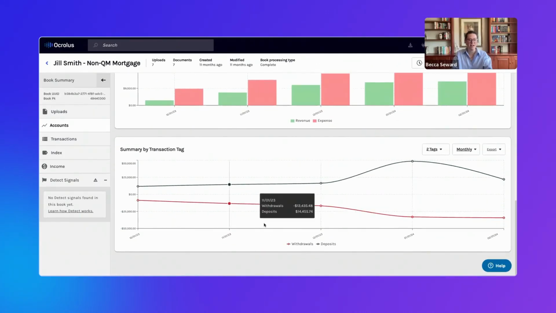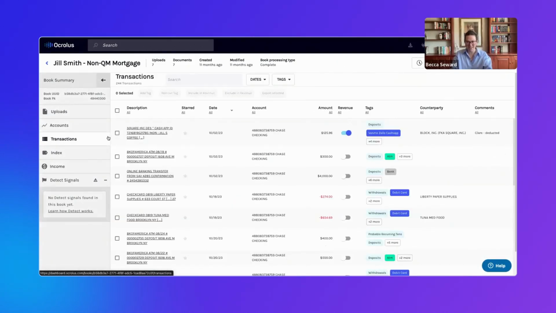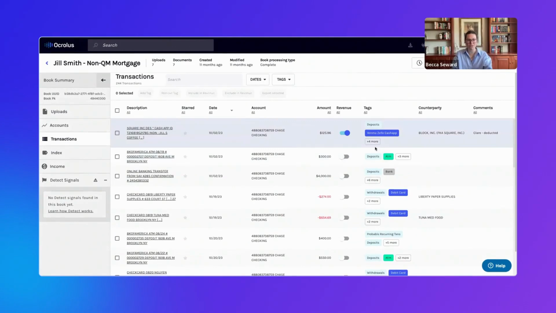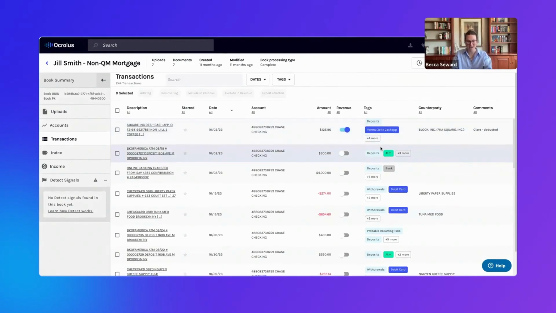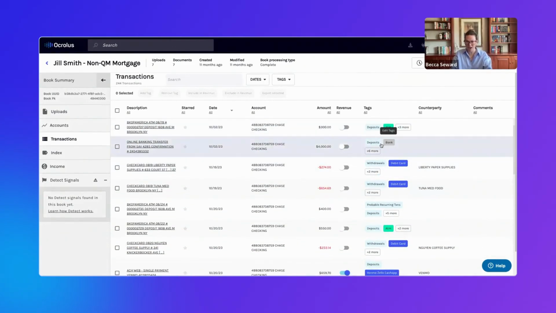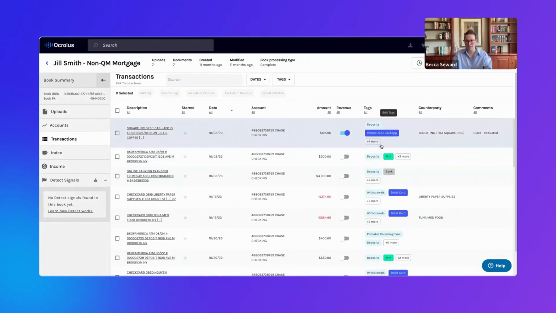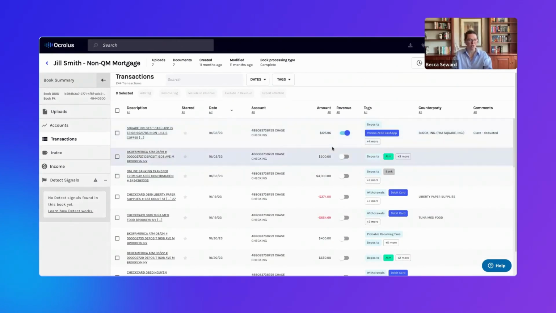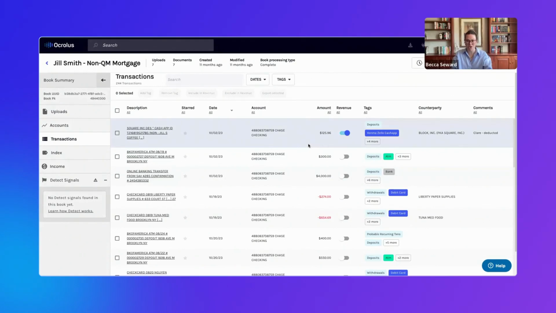And then finally, we have summary by transaction tags. So transaction tags is really where the secret sauce is born for our bank statement analytics. If I navigate to the transactions page, you will see that transaction tags are listed over here in this column. As Ocrolus has processed millions of bank statements over our 10 years of operation, we have built what we call enriched transaction tags that are based off of the descriptions from the bank statements.